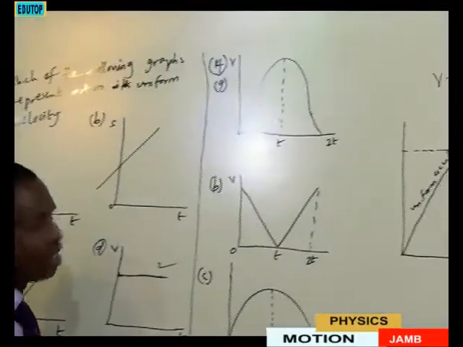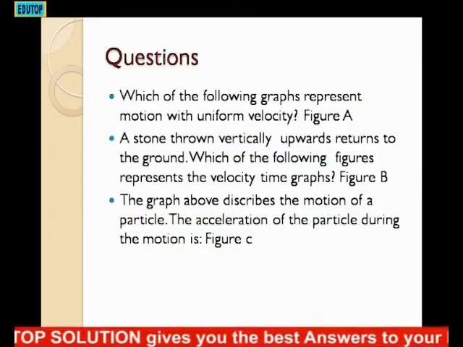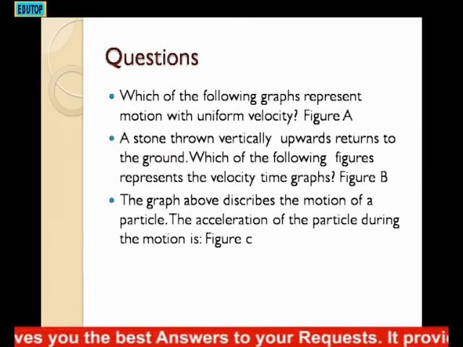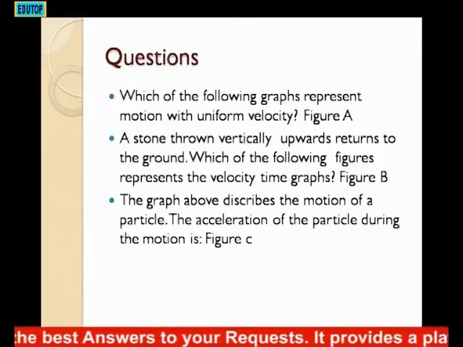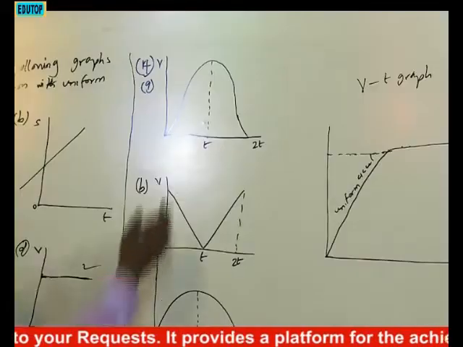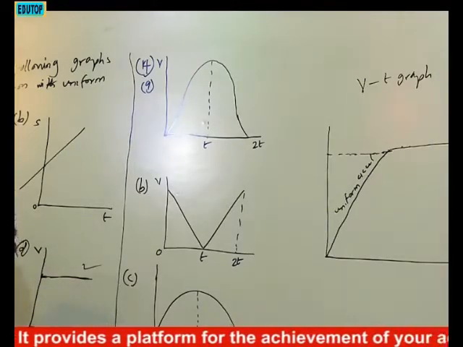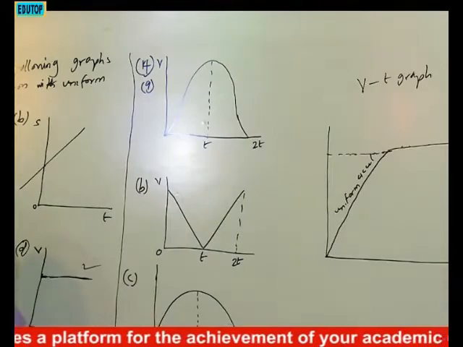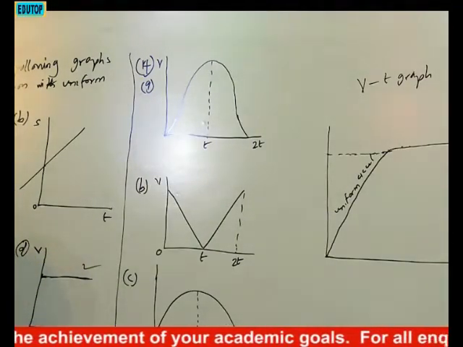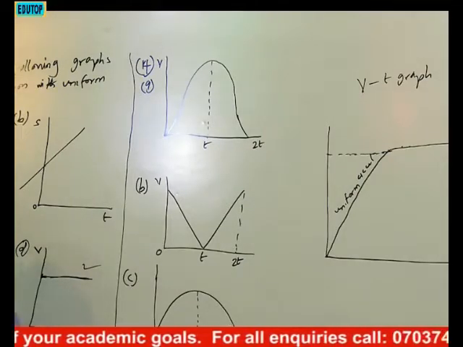Question number 14 says, a stone thrown vertically upwards returns to the ground. Which of the following figures represents the velocity time graph? You can see the figure here. We have a stone, we throw it vertically upwards. Out of all the figures we have here, which one represents the velocity time graph?